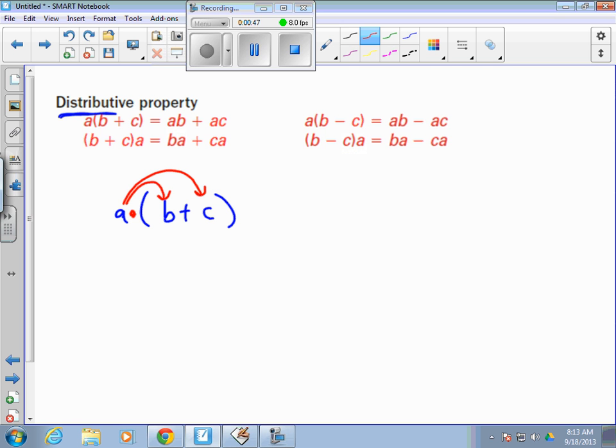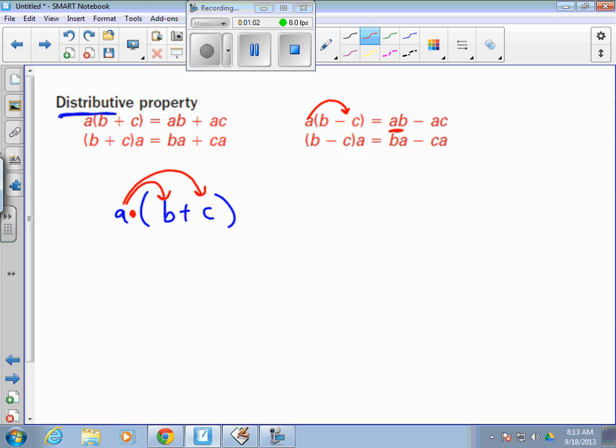So it's plus AC. The same thing holds true when it's just subtraction in the middle. It's still A times B to get AB, but then it's A times negative C because the sign in front of the term is the one it goes with, so it becomes minus AC.